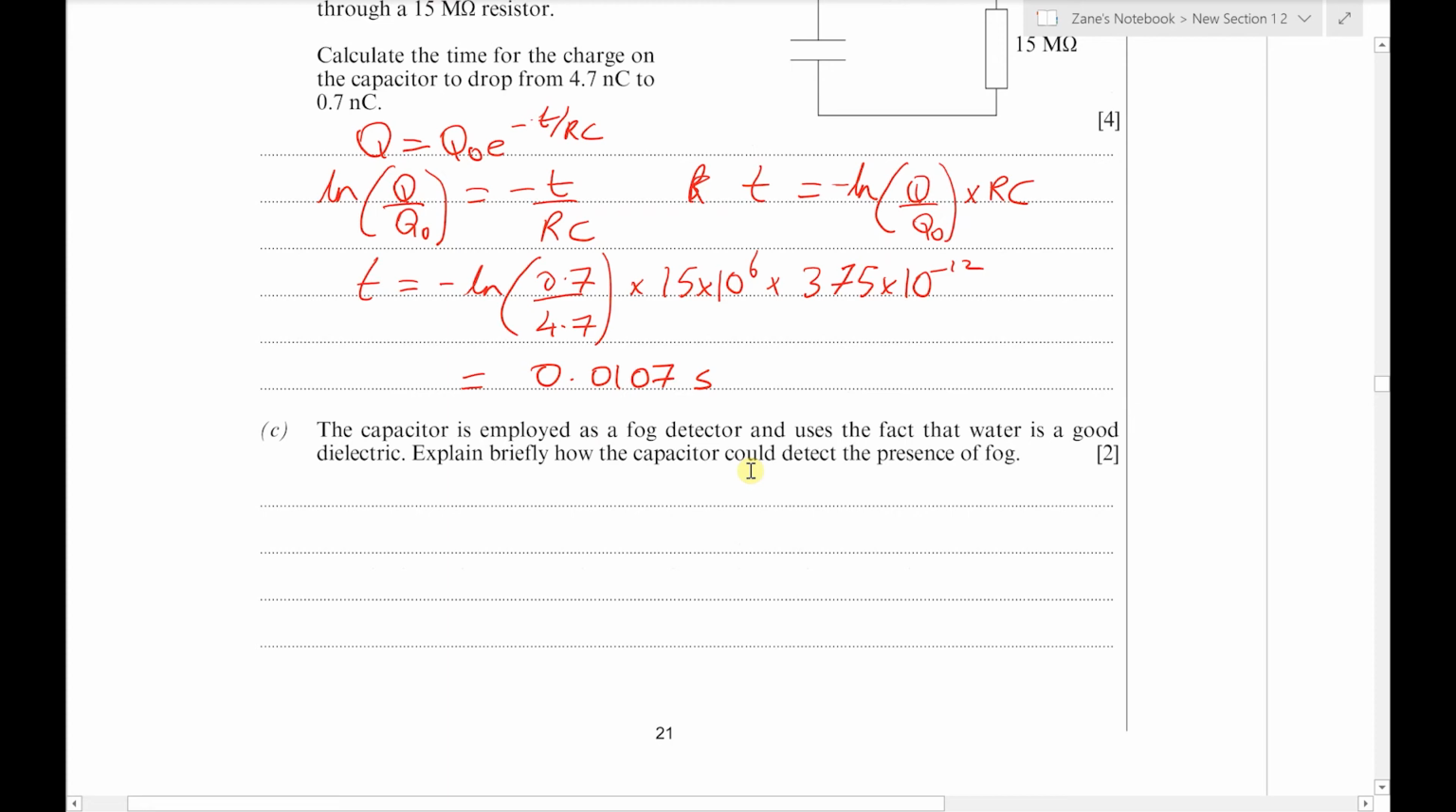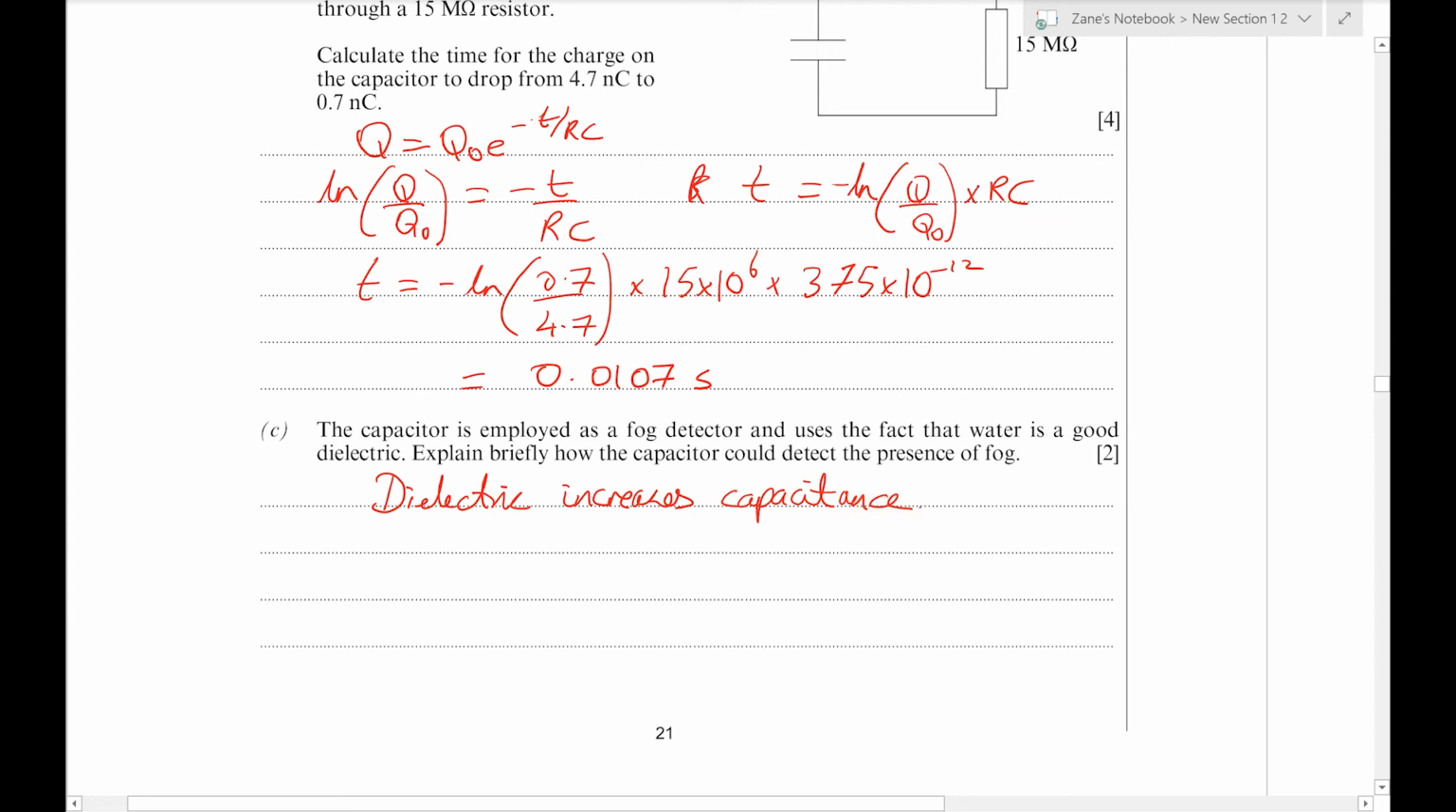For the last part of the question, the capacitor is employed as a fog detector and uses the fact that water is a good dielectric. We're going to explain briefly how the capacitor could detect the presence of fog. So the first point is that having a dielectric will increase the capacitance. So let's put that down. They're not asking us here to explain why. It's just simply a fact that we need to know.